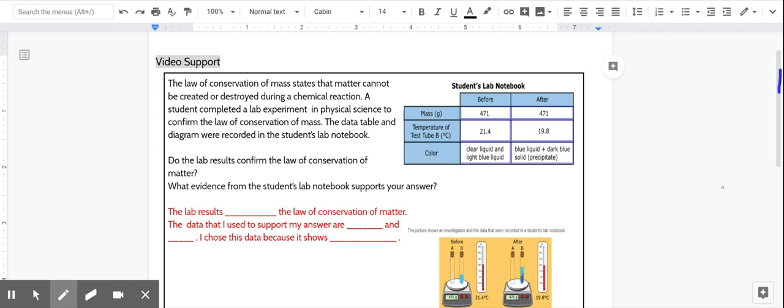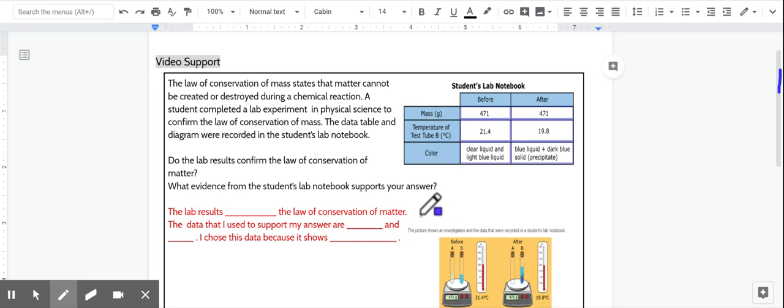Do the lab results confirm the law of conservation of matter? Matter cannot be destroyed nor created. It just changes form from one to the other. So what you're going to do is look at your data, and here's the answering.